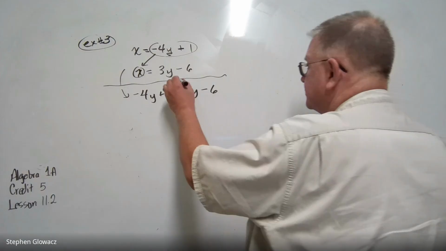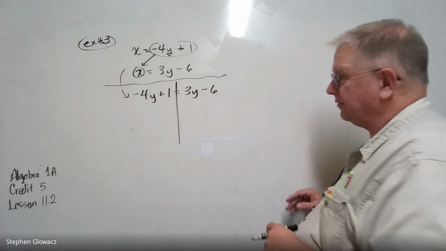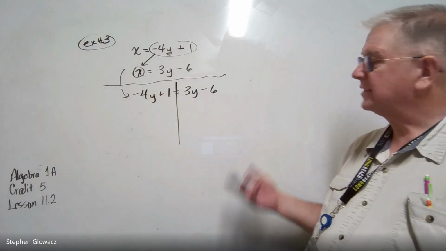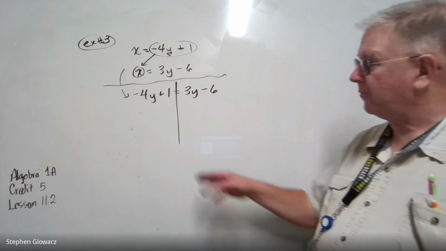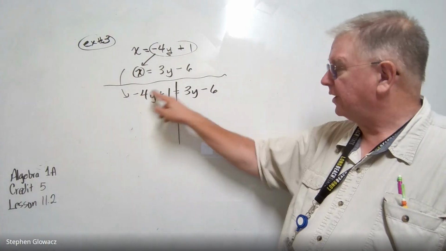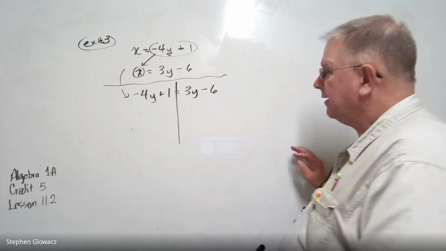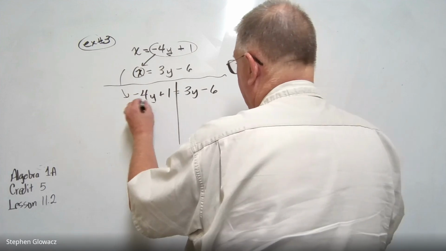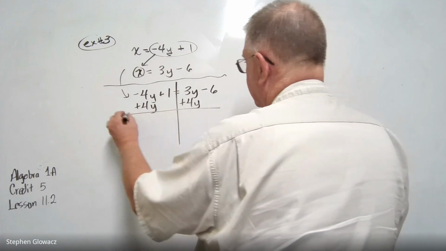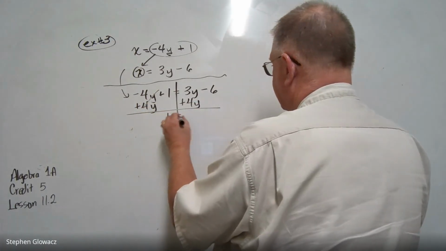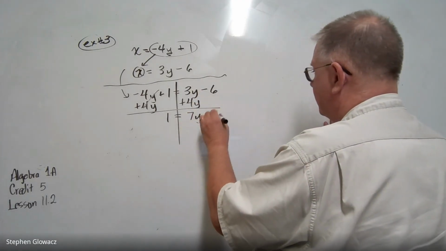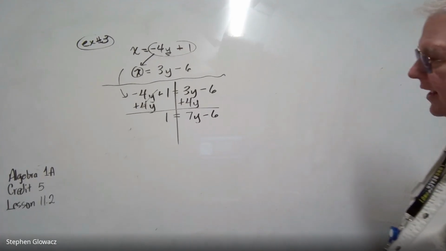All right, we have variables on both sides. Remember, when we have variables on both sides of the equation, we don't want that. So it's a little bit easier if we get rid of the term that has the smaller coefficient. -4 is smaller than +3. So we have -4y. The opposite of subtracting 4y is to add 4y. The 4y's cancel. We bring down the 1. 3y plus 4y is 7y, and we bring down that -6.